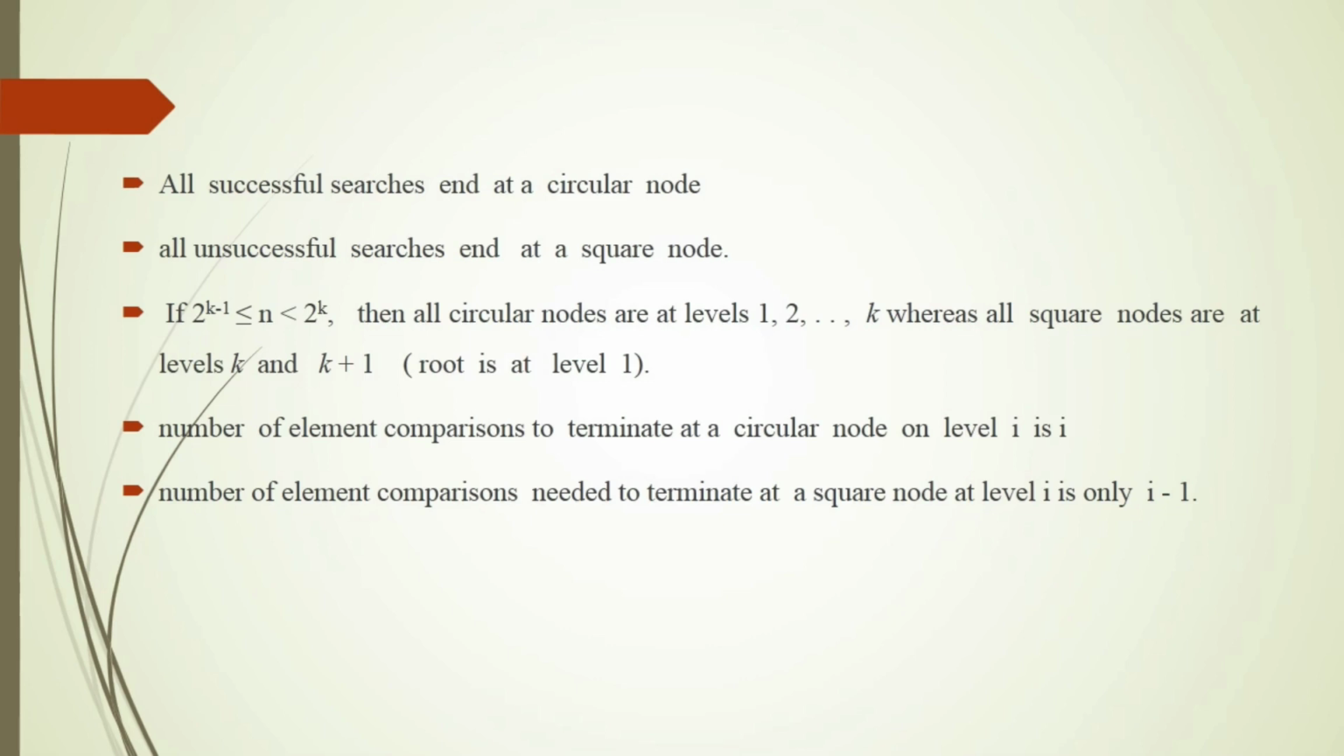So the number of element comparisons to terminate on a circular node at level i is i itself, whereas the number of element comparisons needed to terminate at a square node at level i is only i minus 1. Hence the theorem is proved.